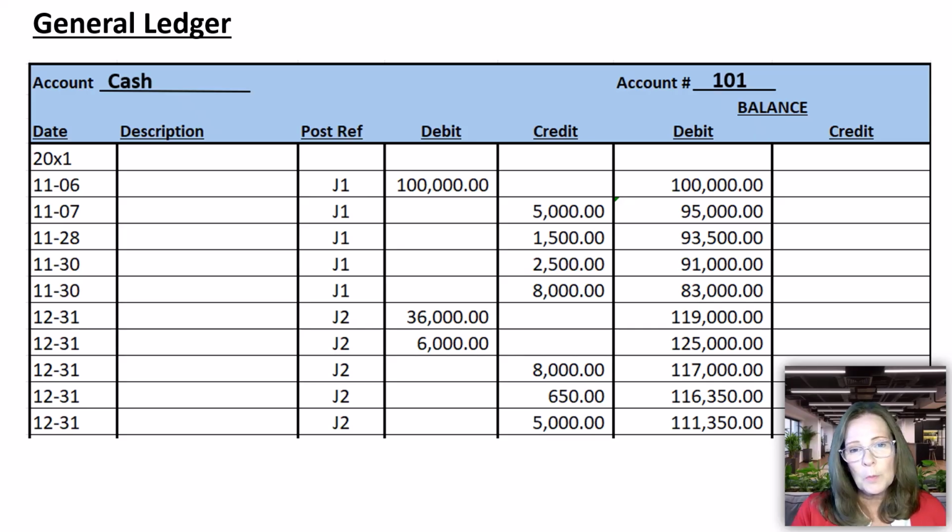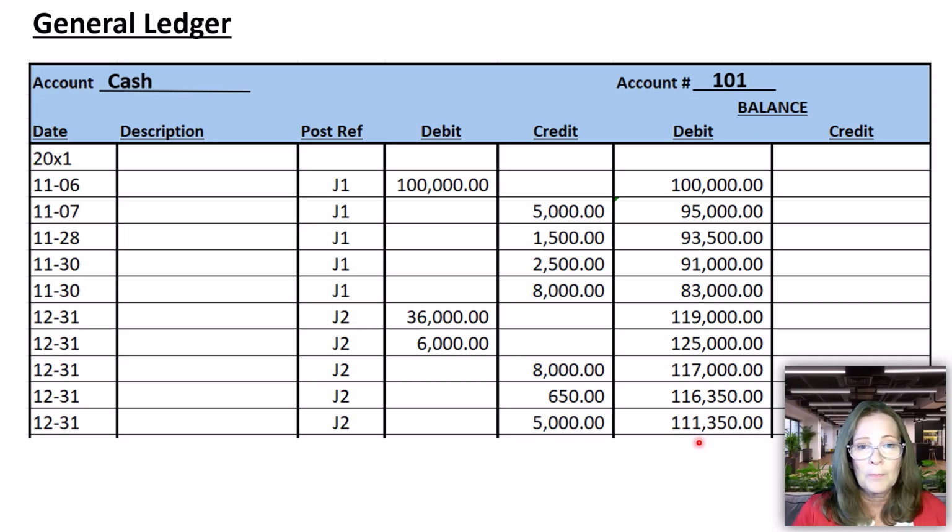We continue with this process until all 12 journal entries have been posted, and we can look at Eli's Consulting General Ledger. Here's account number 101, cash, and it shows us 10 cash-related transactions, the running balance, meaning the balance after each transaction, and the ending bank balance of $111,350.